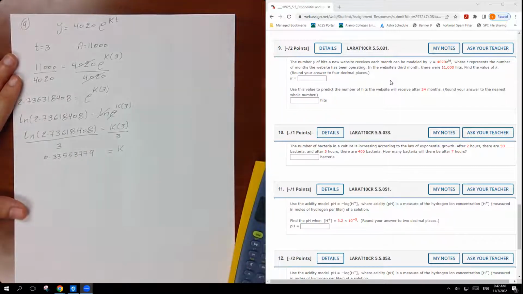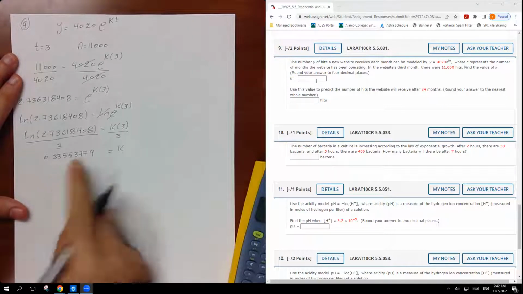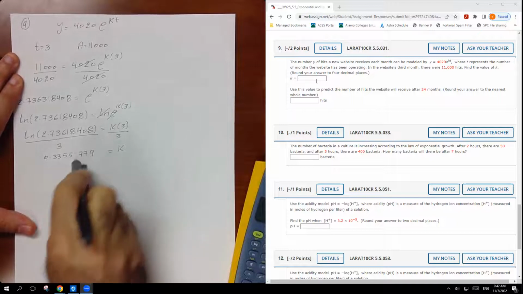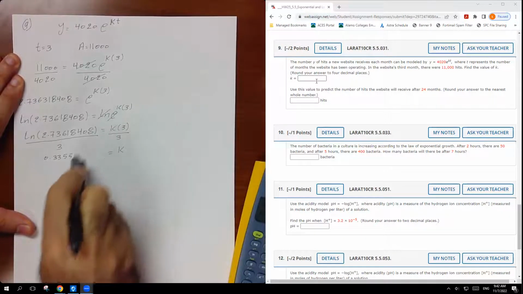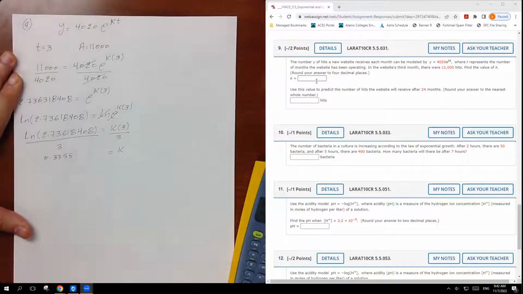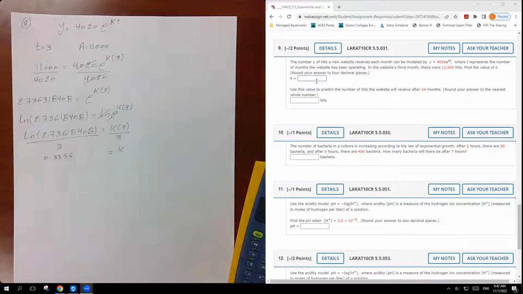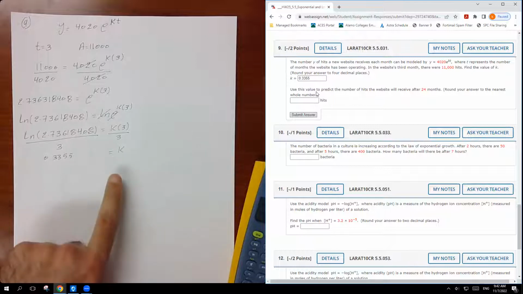They told you to round your answer to 4 decimal places. So 4 decimal places is going to be until this one. So here's our K, 0.3355, because after the 5 is 3. So this is our value of K, 0.3355.